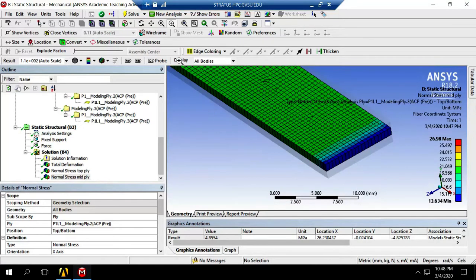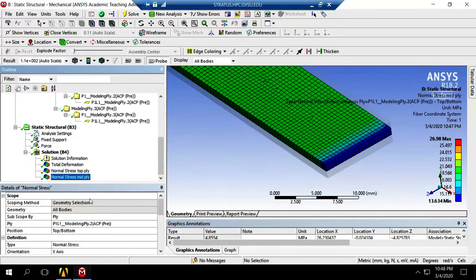Alright, so let's look at our stresses here. You see it is 14, closer to 10. We are applying on average 10 megapascal of stress on this end face. But the load sharing occurs here, so each ply is going to take its own share of load. Since the mid layer has fibers in the x direction, it's going to take more load.